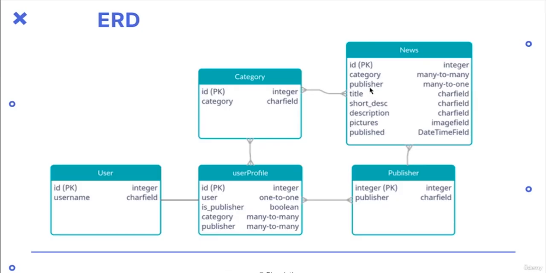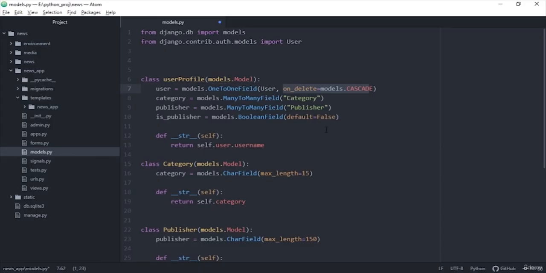It's because once the user is gone, nobody's going to use that user. So why do we need to have a profile for that user? So we need to say that whenever that user is deleted, the profile for that user is also going to be deleted. So that's how we say that. And is publisher is a boolean field, so default equal false.